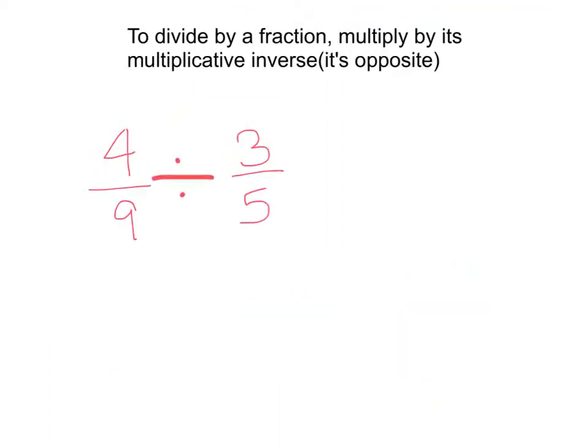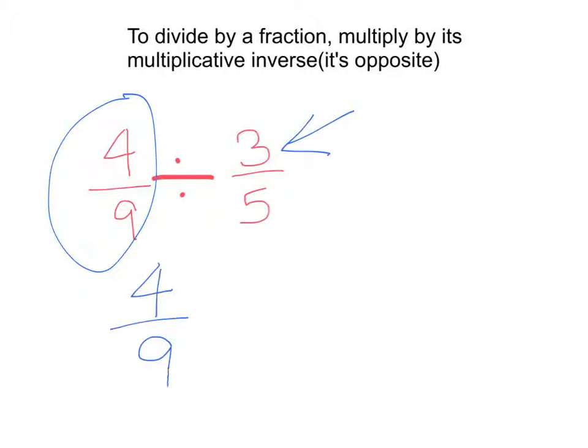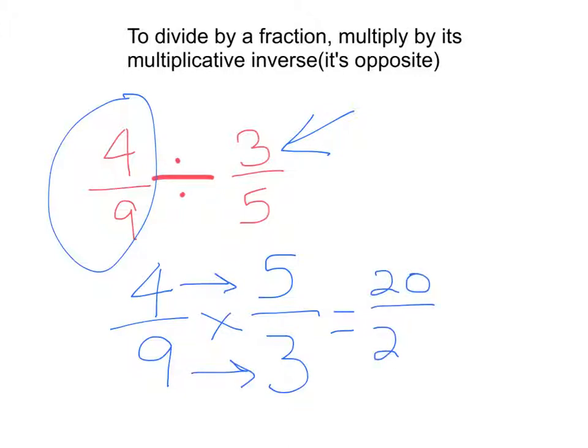To divide a fraction by another fraction, you have to multiply by its multiplicative inverse. So we have 4/9 divided by 3/5. So how we do this is we multiply your original fraction by the multiplicative inverse of the second fraction. So 4/9 times 5/3. So we multiply straight across. We get 20 out of 27. We look at those numbers and see if we can simplify, and we cannot. So our final answer is 20/27.